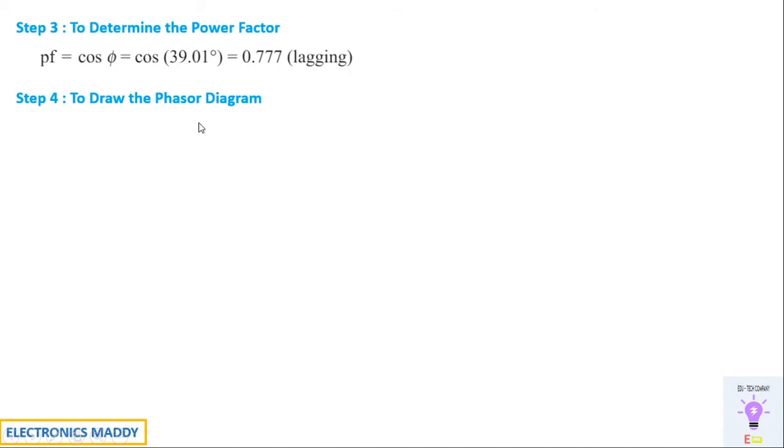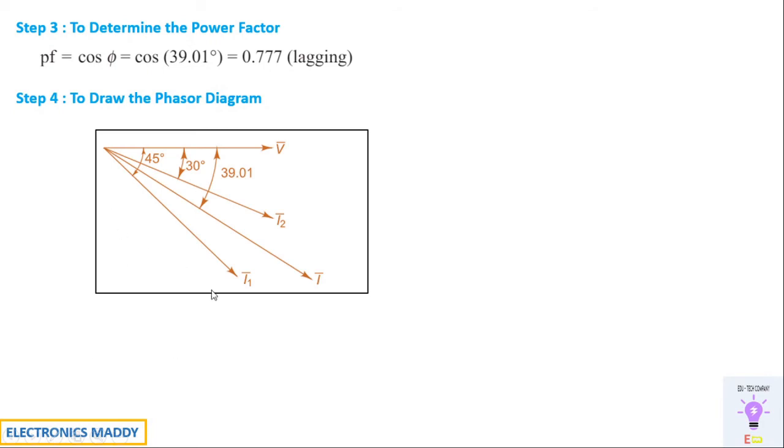Step 4 is to draw the phasor diagram. It's very simple. They have told us to take V bar as reference. So this is how our phasor diagram looks like. How do we draw? Taken V bar as reference, and we have found out the angle with respect to I1 bar, I2 bar, and I bar. Since all of them are in minus, I will be drawing them in the downward direction. If they are in plus, I'll be drawing in the upward direction. So I1 bar is 45 degree lagging with respect to V bar, so it's drawn at 45 degree, and I bar is 39.01 degree lagging with respect to V bar, so it is represented in this particular fashion, and I2 bar is 30 degree lagging with respect to V bar.